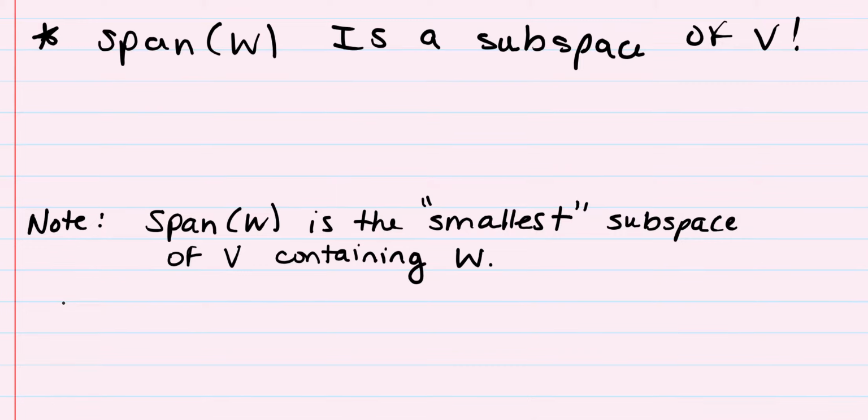Here's something interesting. The span of W is what we're going to call basically the smallest subspace of V containing the vectors in W. So what you want to think of is you have these vectors in W and you want to make a subspace with them, but you don't want to add anything unnecessary, any other vectors that you wouldn't get from linear combinations of the vectors in W. So that's what we mean by smallest subspace.